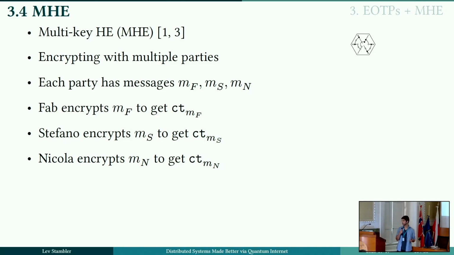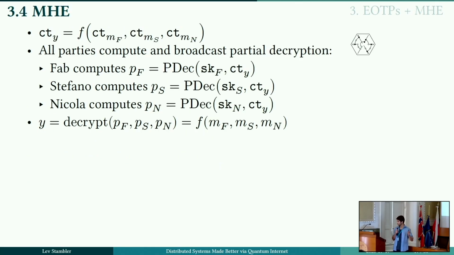Now, MHE, or multi-key homomorphic encryption, is very similar, except we have a slightly different setup. Every party can encrypt with their own key, and each party can have their own messages, broadcast those messages to the different parties, and then all the parties can jointly compute some ciphertext, CT of Y, and the CT of Y is going to be encrypted under all of the different secret keys, under Stefano's, Fabrizio's, and Nicola's. And then next, each party, Fabrizio, Stefano, Nicola, is going to have to compute some partial decryption, these P's right here, and then we can use all these partial decryptions together to get the output of the function. So this is multi-key homomorphic encryption.